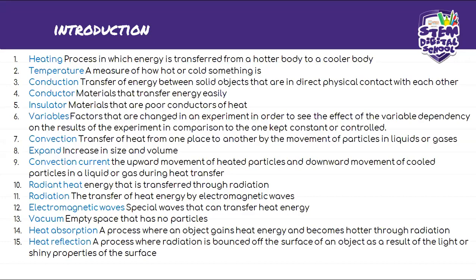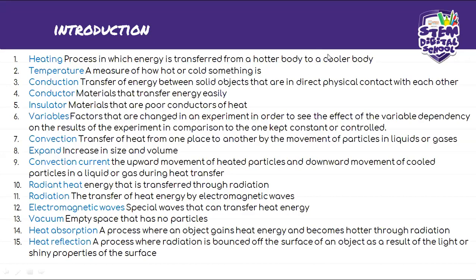Then variables are factors that are changed in an experiment in order to see the effect of the variable on the results of the experiment, in comparison to the one kept constant or controlled. Okay, now we look at convection, which is the transfer of heat from one place to another by the movement of particles in liquids or gases. You might take a snapshot so that we will continue. These are just some basic concepts related to this topic.